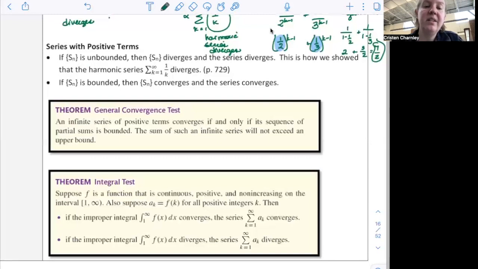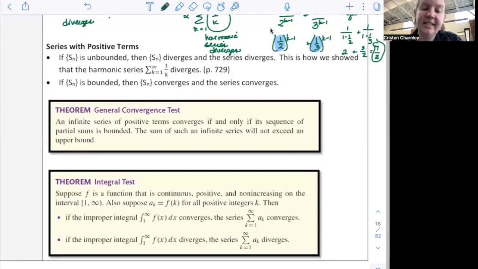So a theorem, the general convergence test. An infinite series of positive terms converges if and only if its sequence of partial sums is bounded. The sum of such an infinite series will not exceed an upper bound. Basically, we're saying that it has a limit, and that limit exists, but it doesn't go to infinity.